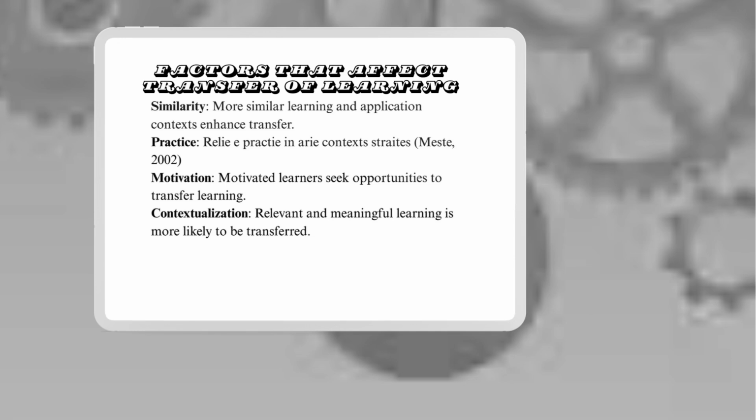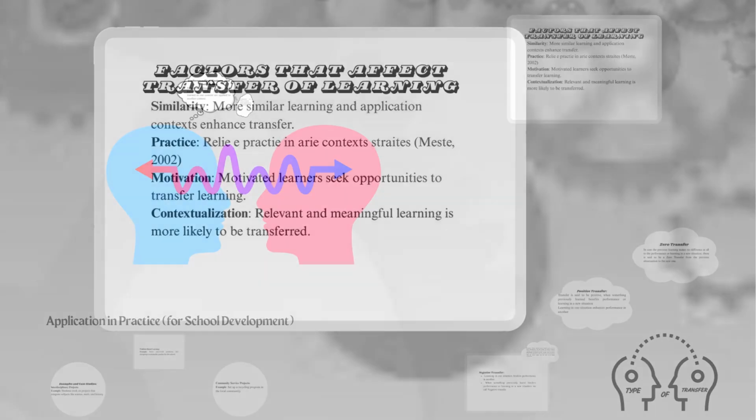Motivation. Motivated learners seek opportunities to transfer learning. It means if you are motivated, you're more likely to find ways to use what you learned. Contextualization. Relevant and meaningful learning is more likely to be transferred. It means if learning is meaningful and connected to real life, it's easier to apply.